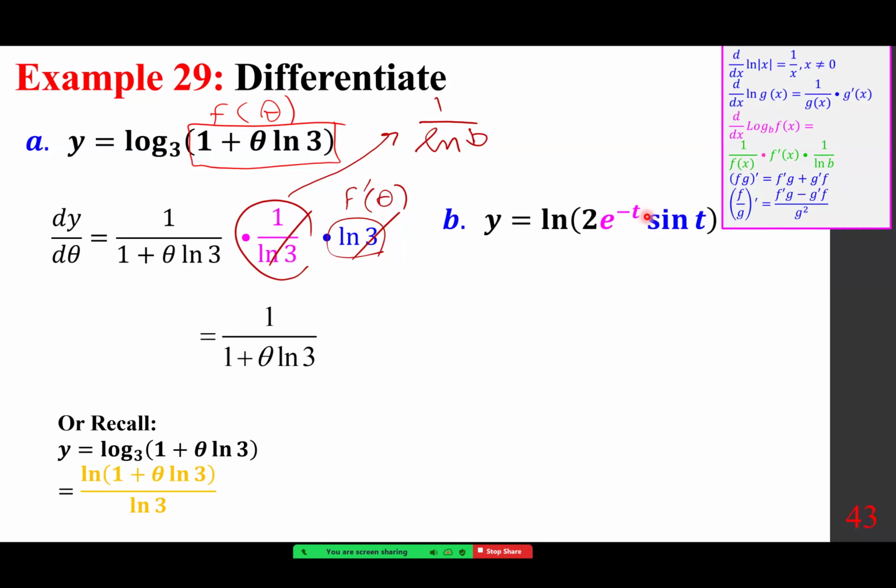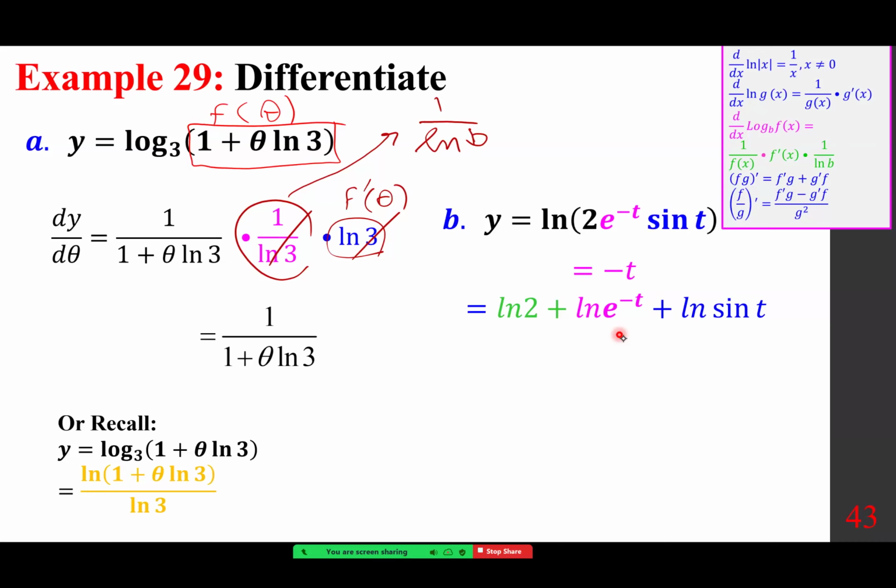Y is ln of 2 e to the power minus t sine t. We are going to differentiate this, and before that, I'm going to decompose that into 3 pieces, meaning ln of 2 plus ln of e to the power minus t plus ln of sine t. So cut them into 3 pieces. Notice this one, everybody, ln of e to the power minus t is simply minus t. So I hope you know that this is minus t, logarithmic properties.